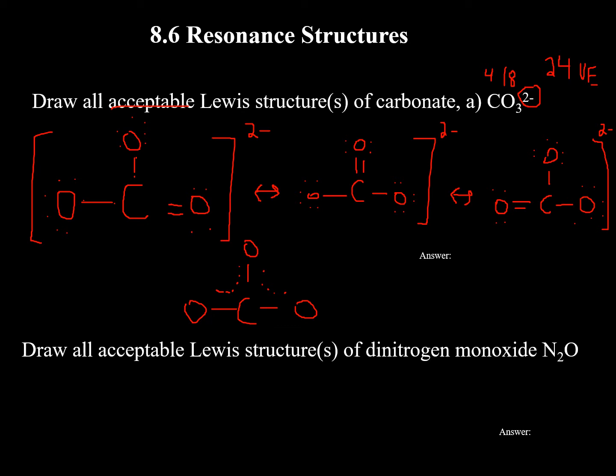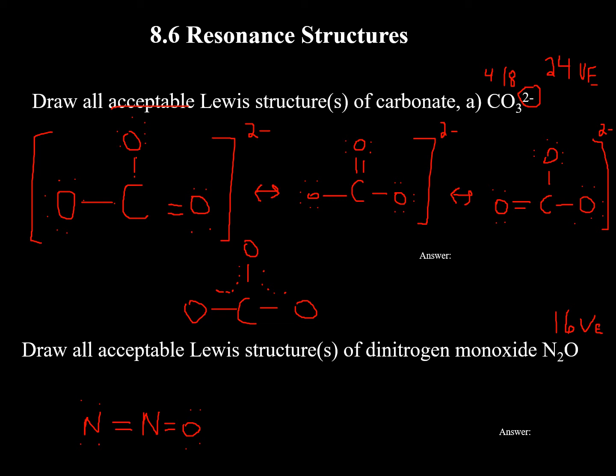Draw all acceptable Lewis structures of dinitrogen monoxide. So again, we find the total valence electrons is 16, 10 from the nitrogens and 6 from the oxygen. Nitrogen will go in the middle. So let's start with a double bond. Let's see if we can do this. 1, 2, 3, 4. In the double bond is 8 on the left. The double bond on the right is 12, 13, 14, 15, 16.